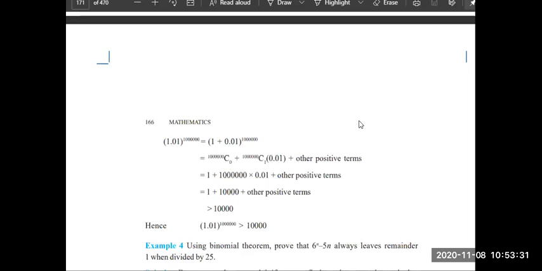So think about it. Think about it, guys. Or should I give you a hint? Tell me. Hint is required. Okay, the hint is this: 6 can be written as 5 plus 1. That is a hint.